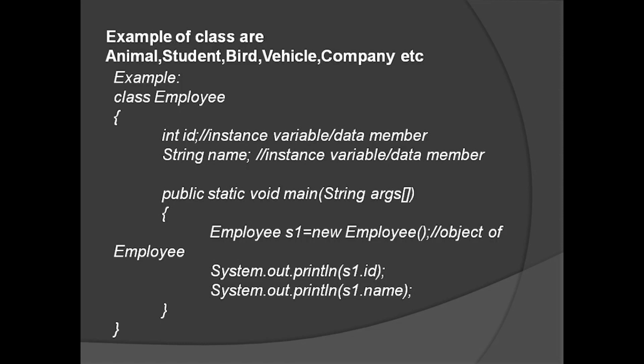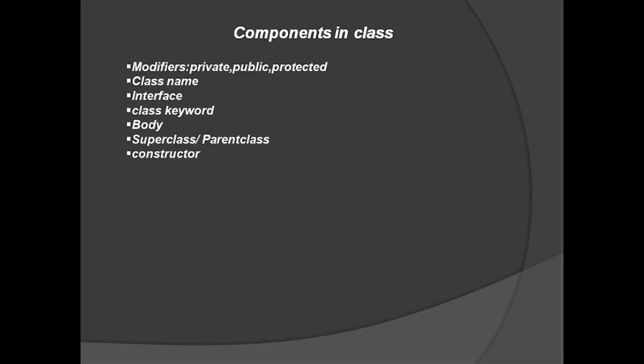And after that, if I print s1 id and s1 name, it will give us the default values: in the int case it's 0 and in the String case it's null. Let's move to the other slide.